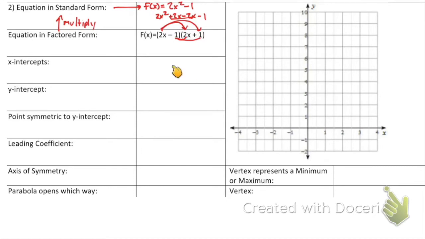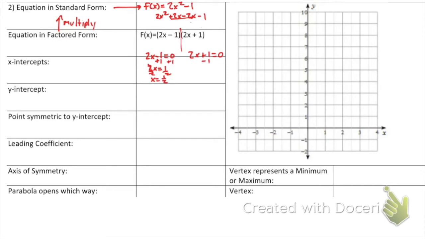All right, x-intercept, if you remember, we just got to solve for this. Once it's in factored form, that's when we can solve. Split this guy up, set him equal to 0. So we have 2x minus 1 equal to 0, and 2x plus 1 equal to 0. And solve. So we're going to add 1. 2x equal to 1, and then divide by 2. X equals 1/2. That's one of them.